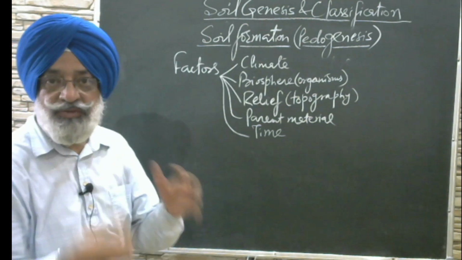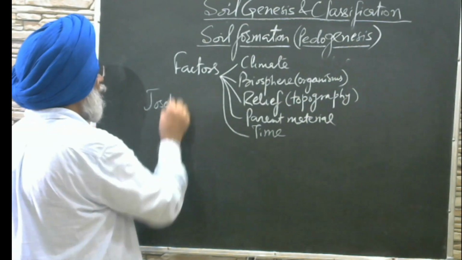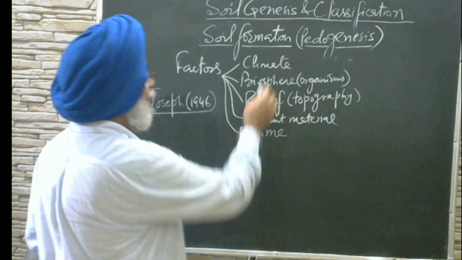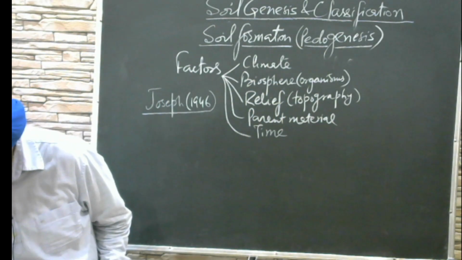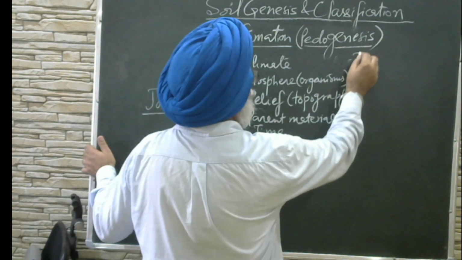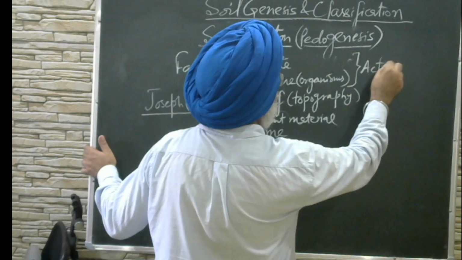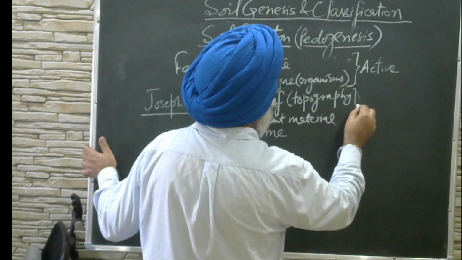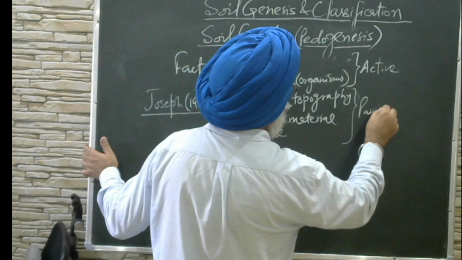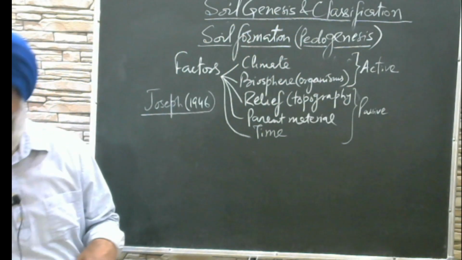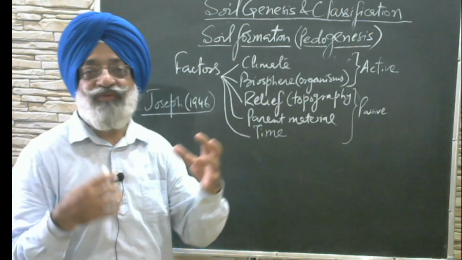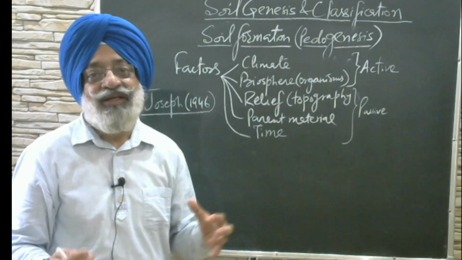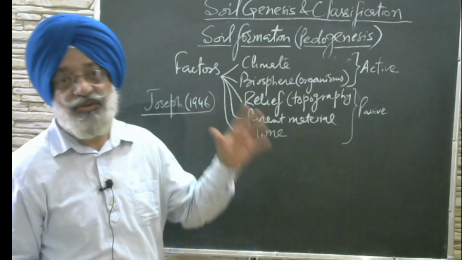Now again, it was Dr. Joffe in 1946 who said that out of these five factors, climate and biosphere, these two factors we can call active factors. We shall now discuss what actually the active factors are, and the rest, these three, are passive factors. Now what are the active factors? They are called active because climate and biosphere provide energy for different processes to take place. Climate, when you talk of rainfall, it has certain energy. Then temperature, heat, has certain energy. So that's why it's called an active factor.